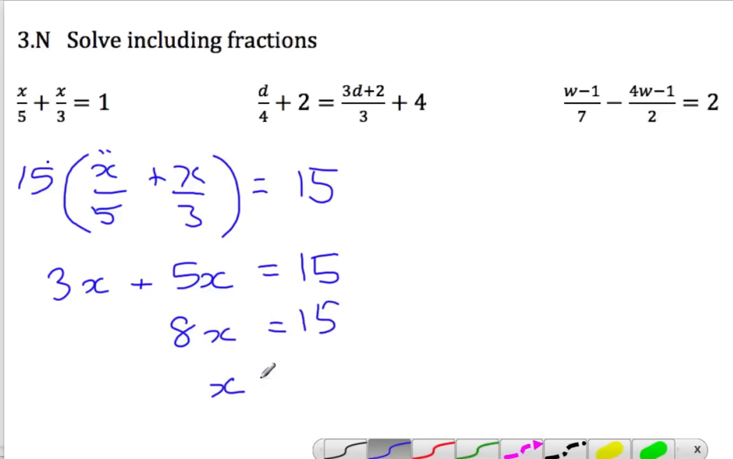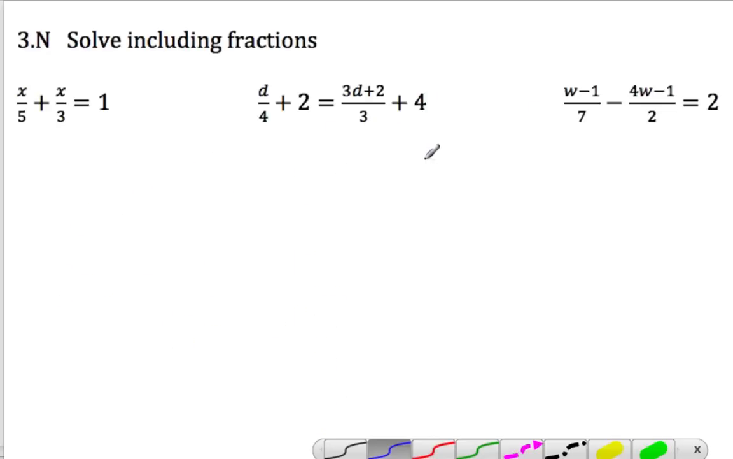Divide both sides by 8, and we get 15 over 8. I'm quite happy with top-heavy fractions like that one. How about you? I'm okay with that too, as long as you can't simplify it anymore. All right, let's try the middle one now.